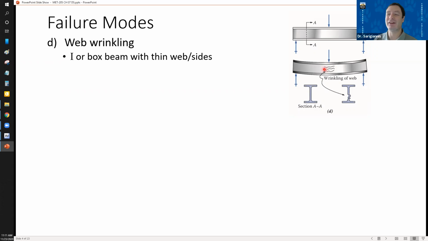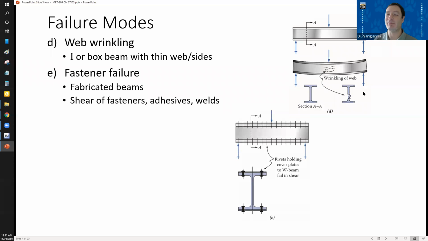You can actually have a wrinkling of the web in here. I didn't actually know that this could happen until I started teaching this class. Anything with a thin web can experience that.